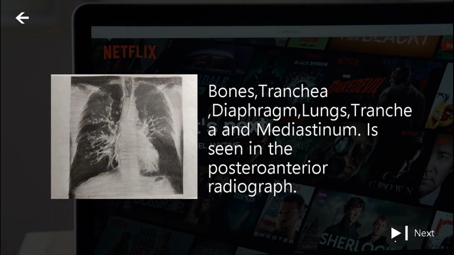You have to remember that on deep inspiration, when the diaphragm descends, the vertical length of the heart increases. So again, when the diaphragm descends, the vertical length of the heart increases, and the transverse diameter is narrowed. In infants, the heart is always wider and more globular in shape than in adults.